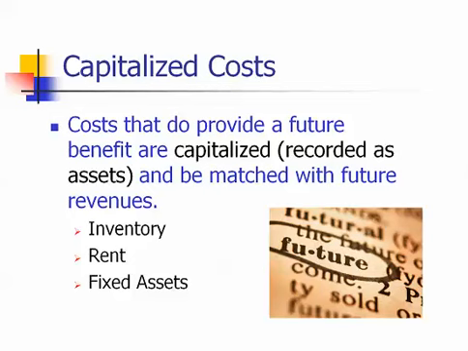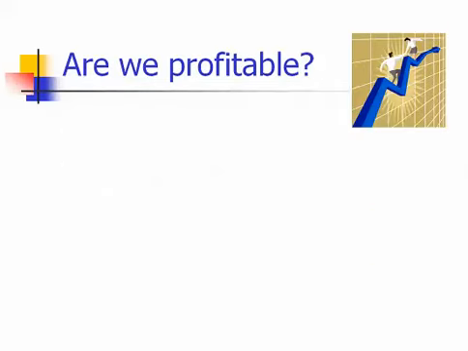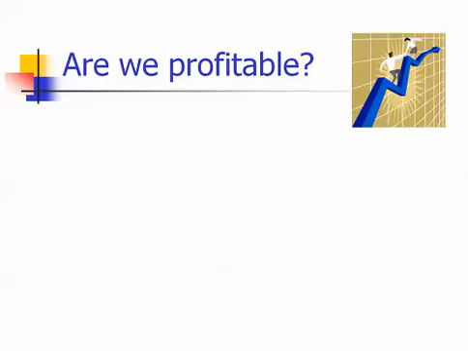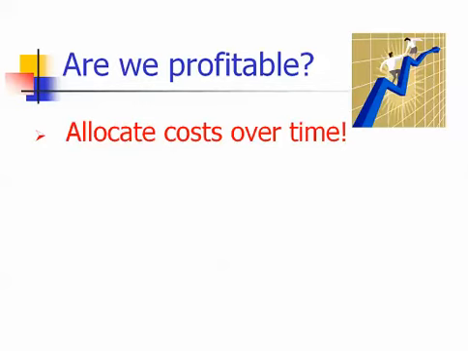The cost of inventory is recorded and matched with sales in the period of the sale as cost of goods sold. The cost of the asset, the building, which was capitalized, is matched with future revenues as depreciation expense in the period that building or equipment is used to generate revenues. The cost of the prepaid rent or the prepaid insurance, again, is recorded as an asset on our balance sheet and then is matched with revenues in the period we use the rent or receive the insurance coverage. Back to the question, are we profitable? By allocating expenses over time and applying the matching rule, we can more accurately measure our profits and answer the question.